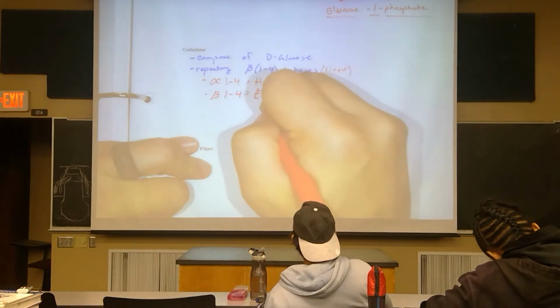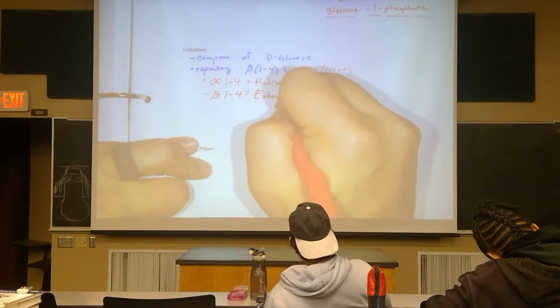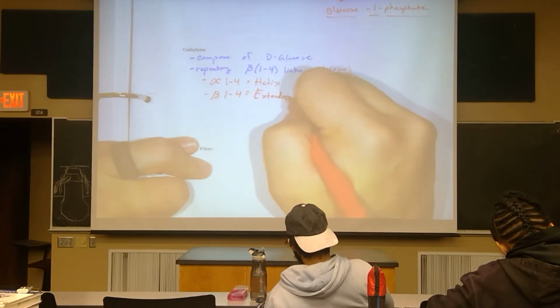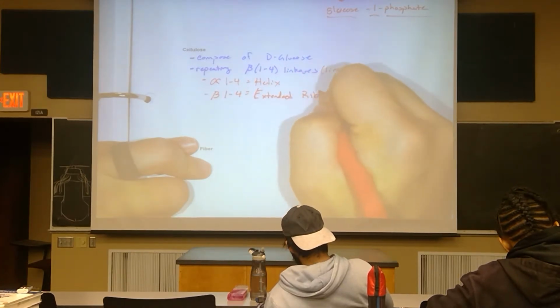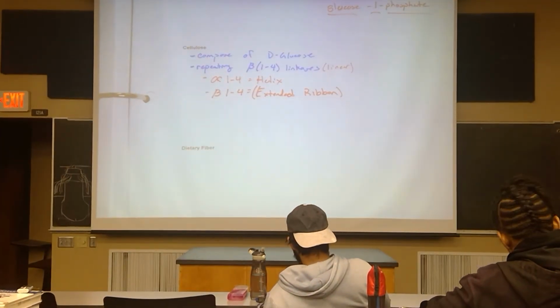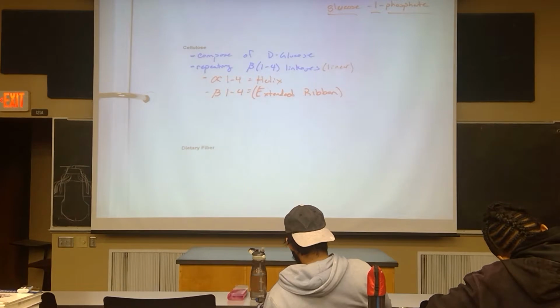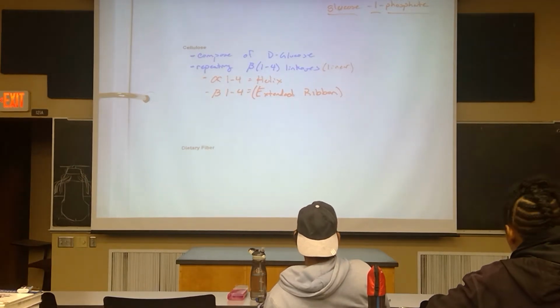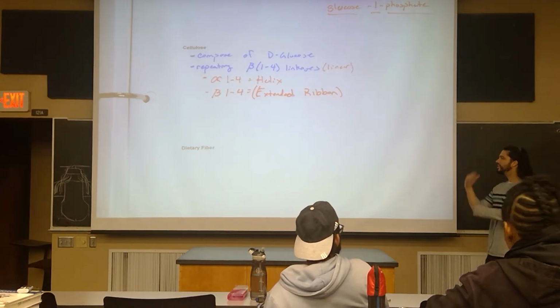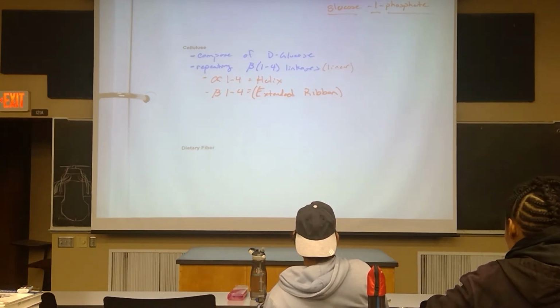I thought that was funny. Called it an extended ribbon. I thought that was suspect. I don't know why they don't just call it pleated sheet like they do with beta sheet, because they kind of look like the same thing. But anyway, it calls it an extended ribbon. I thought that was cute.